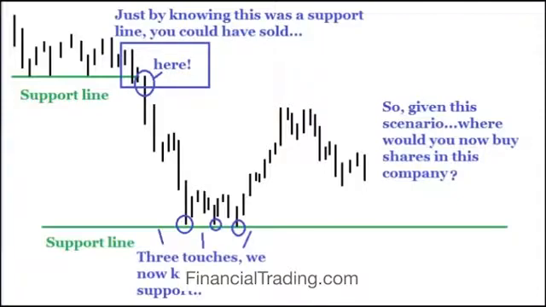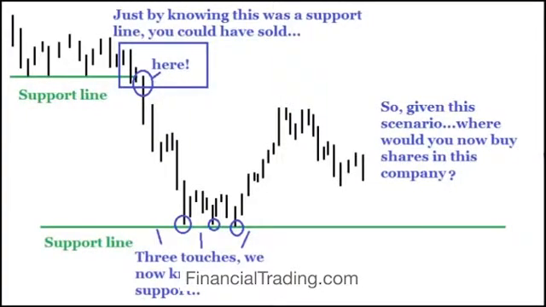After the third touch we get quite a good rally, and then basically it hits an area where it doesn't go any higher. So if you were looking at that last black bar for the first time and you wanted to buy shares in this company, where are you likely to buy? Where would you think would be a good point to buy, knowing where the support levels are? Well, the obvious answer basically is that green line.